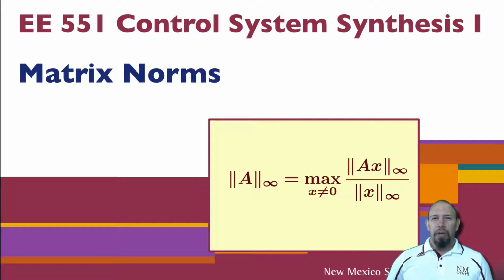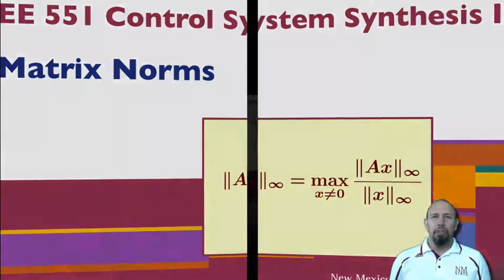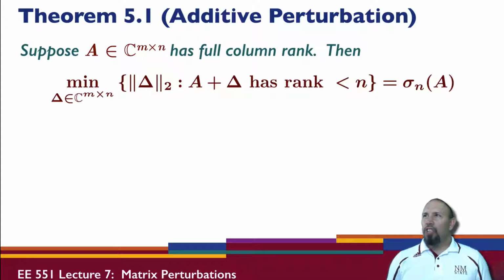All right, we're going to look at some of the proofs for some of the theorems that we've been looking at. So we start off with this additive perturbation problem. The additive perturbation problem says that the smallest delta in 2 norm that causes the rank of this sum to drop is given by this value.